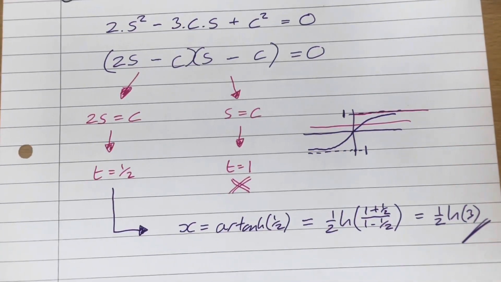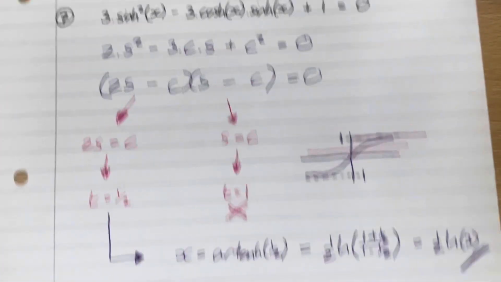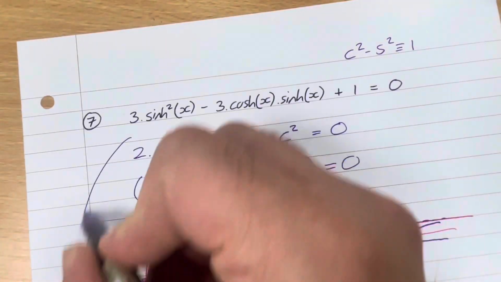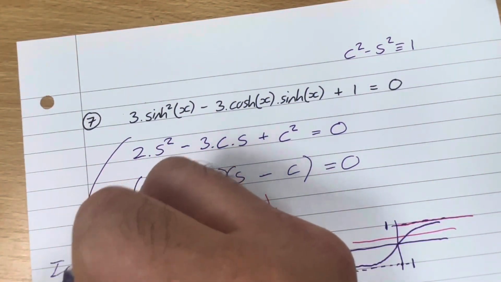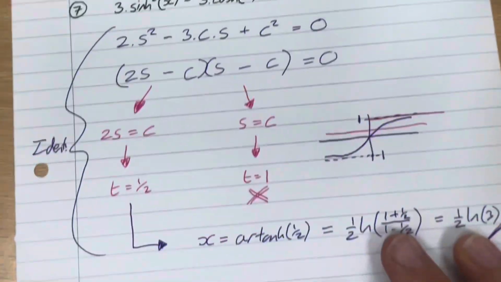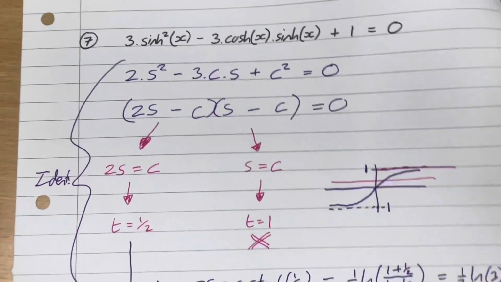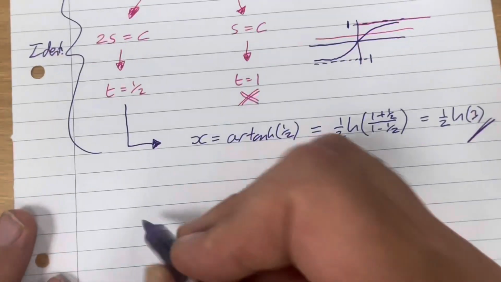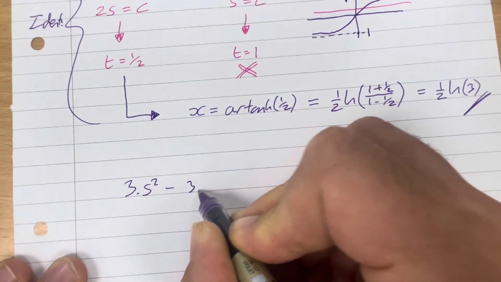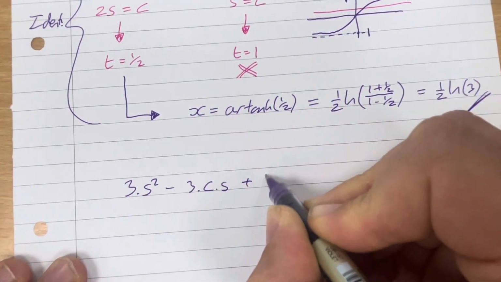Okay. Right. Let's have a look at trying to solve this using an exponential method instead. So that was obviously using an identity, which was this identity. Let's try using an exponential method. So we've got, I'm just going to write it down here actually, 3 sinh squared minus 3 times cosh times sinh plus 1 equals 0.